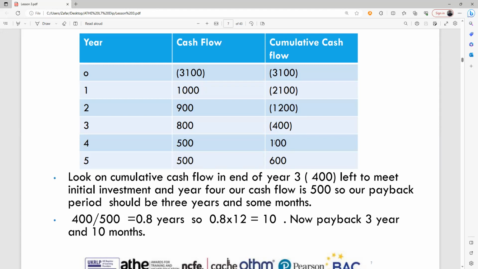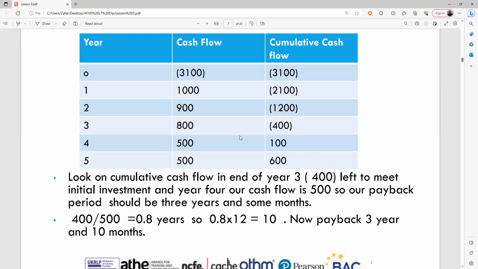So what you need to do is calculate 400, which is the cumulative cash flow, divided by 500, which is the positive, multiplied by 12, which is the months in a year. You will get a factor of 12 multiplied by 8, which gives you about 10 months. So you get it? So it's 400.